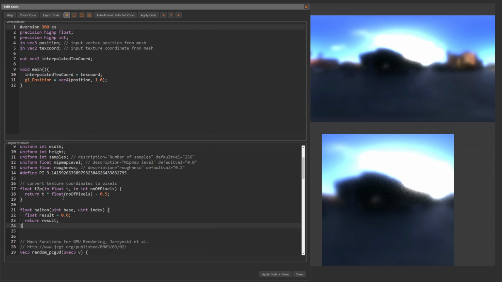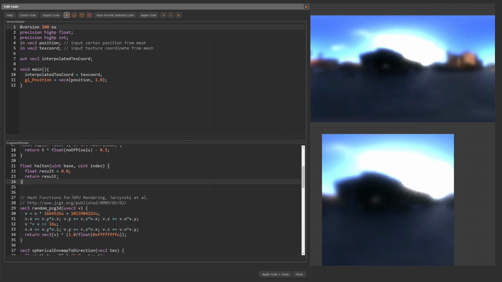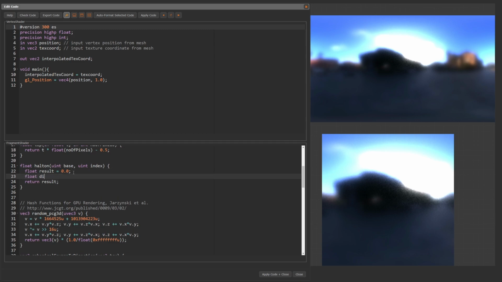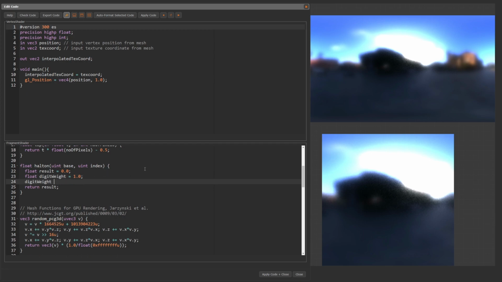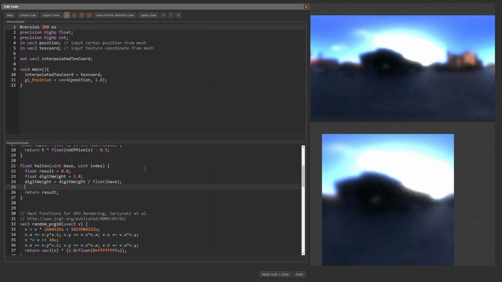Let's add a variable that holds the weight for each digit after the decimal point. float digitWeight = 1. For the first digit after the decimal point, this variable should be 1 divided by the base. digitWeight = digitWeight / float(base). For example, for a base of 3, this weight would be 1/3. Next, we need to compute the nominator. We use the integer modulo operator %. uint nominator = index % base.